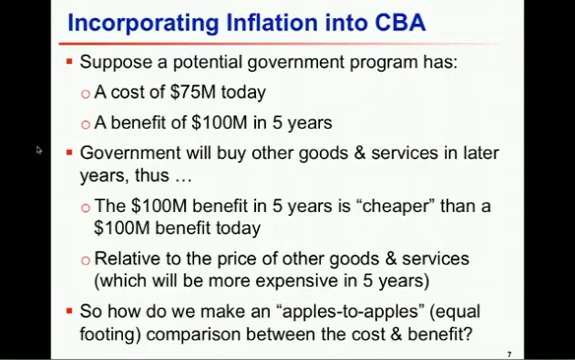Which will be more expensive, so $100 million is less valuable the farther in the future it comes, simply because of inflation. So how do we make an apples to apples comparison, an equal footing comparison, between the cost and benefit in this case, when the cost of $75 million occurs today, and the benefit, even though it's larger, doesn't occur for 5 more years?